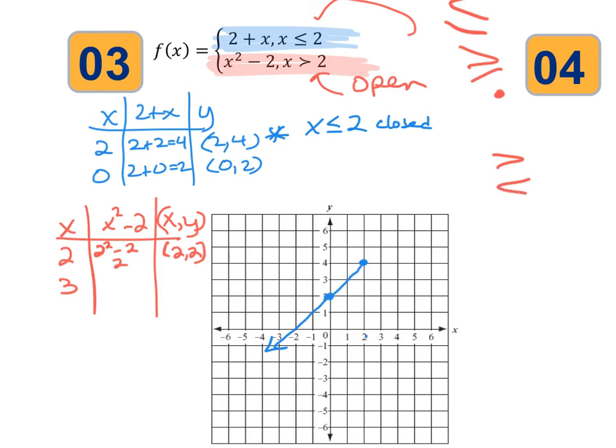But if it's this or this, it'll be an open circle. Always plug in the number in the inequality, because I know nobody's going to want to plug in 2.5 or 1.5 or 1 1/4, any of those. So when I plug in 3, I get 3 squared minus 2, 9 minus 2, and I get the ordered pair 3, 7. So let me go ahead and graph these.